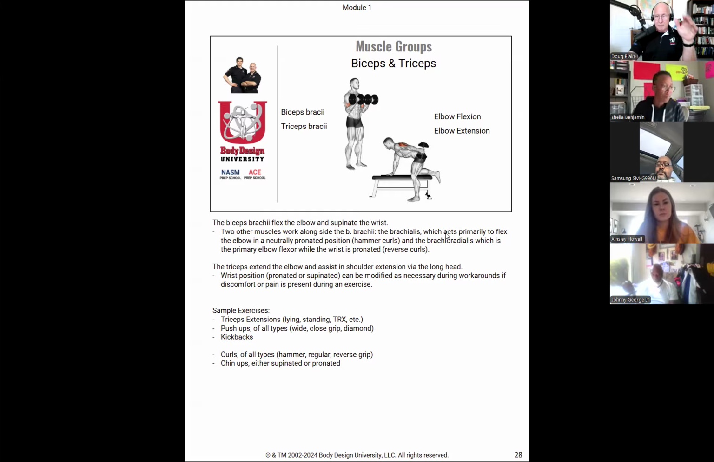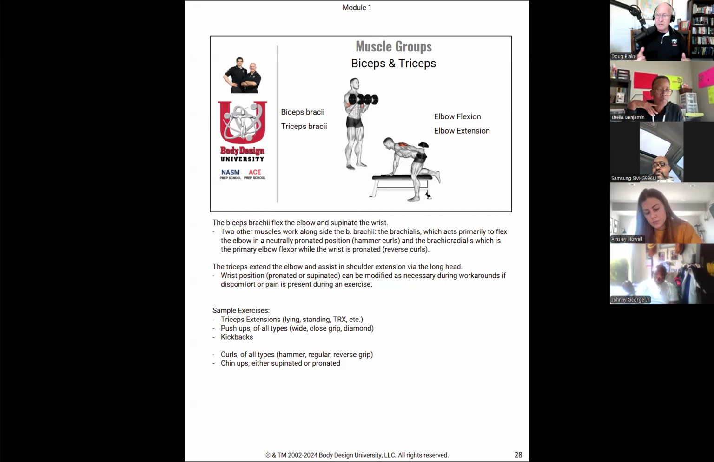Two other muscles: hammer curls, reverse curls. You're more than welcome to have some fun with your clients as they're doing this. The triceps, let's move over to the triceps. They have the opposite kinesiological function as the biceps. Biceps flex the elbow, the triceps extend the elbow.